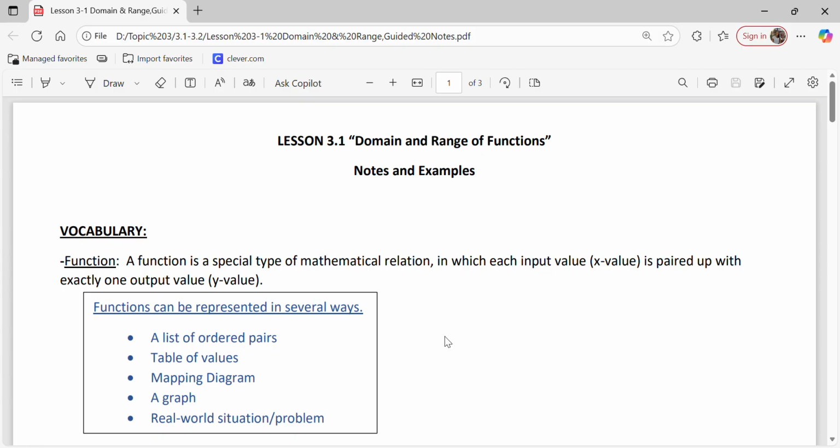3-1, domain and range of functions. So a function is a special type of mathematical relation in which each input value, x value, is paired up with exactly one output value, the y value. Functions can be represented as a list of ordered pairs, table of values, a mapping diagram, a graph, or real-world situation problem.